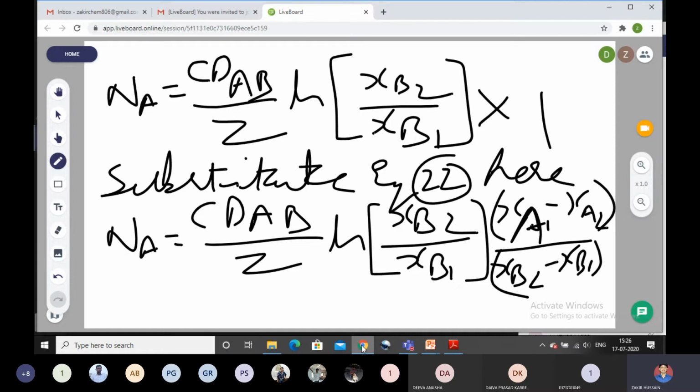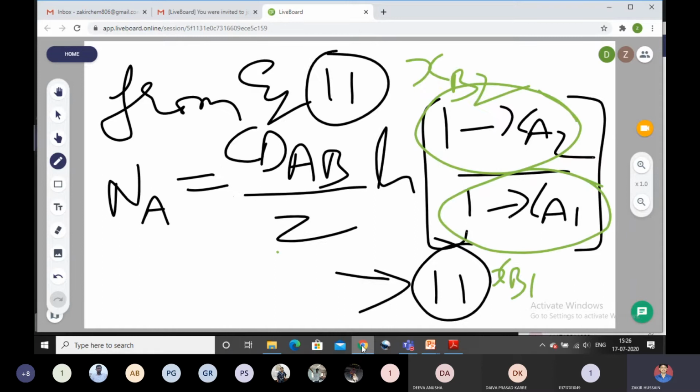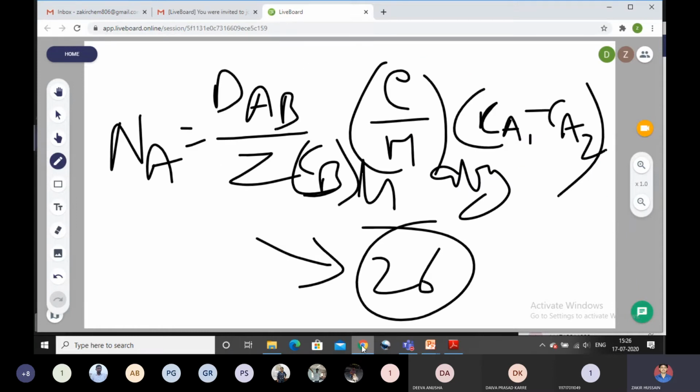Then we have to perform the same operations now. We just need to take it to the bottom, and in place of XB2 minus XB1 divided by ln XB2 by XB1 we can write XB ln.